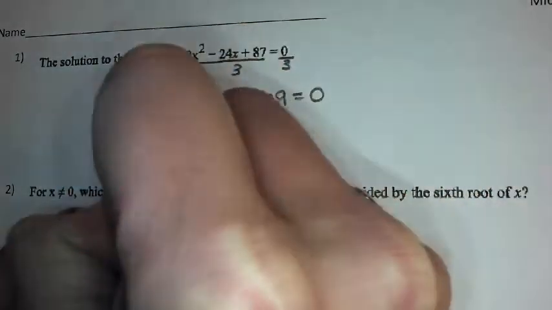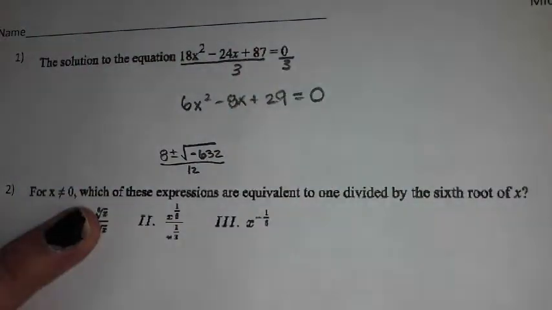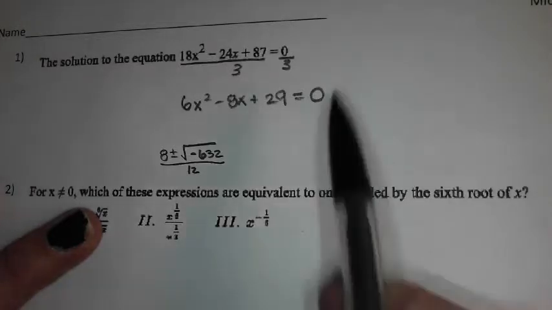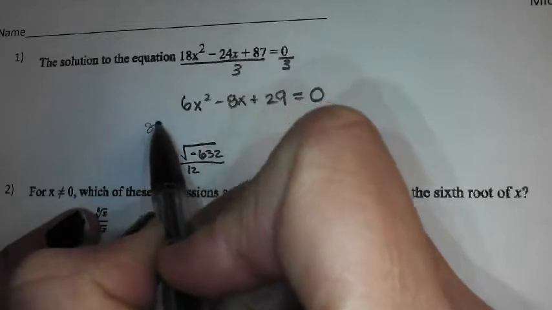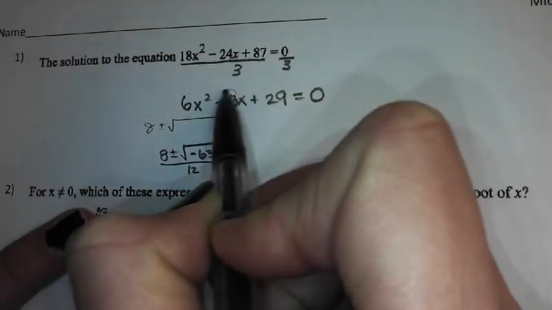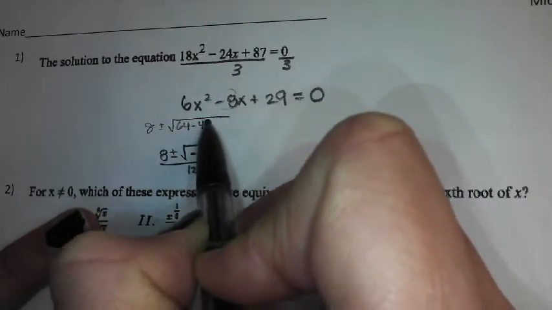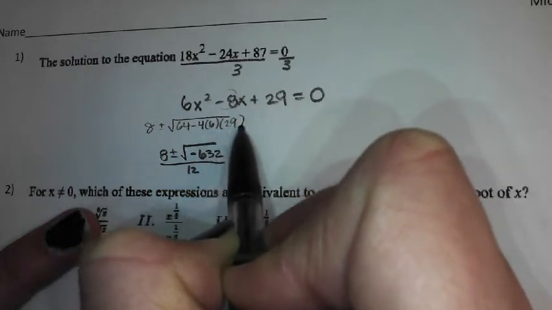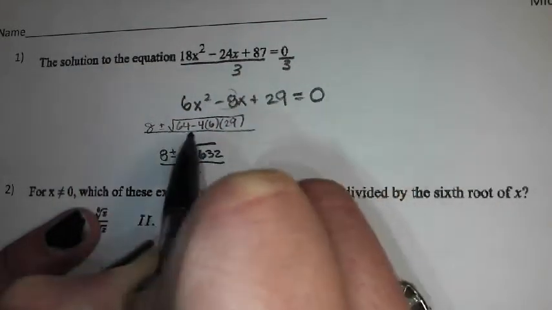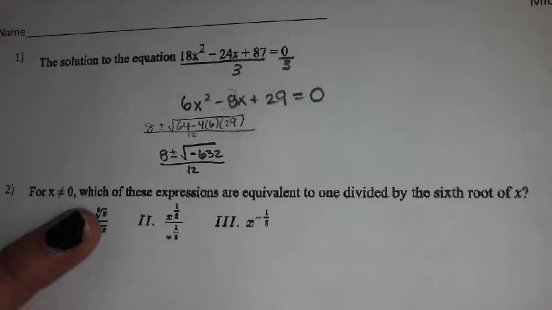632. Why the pit in your stomach? You don't like big numbers, huh? And it's negative. Okay, Tori gets a pit because it's negative. You get a pit because it's such a big number. First of all, let's make sure that's right. Opposite of b is 8, plus or minus the square root of b squared is 64 minus 4 times an a of 6 and a c of 29, all over 2 times the a of 6 does give you 12.